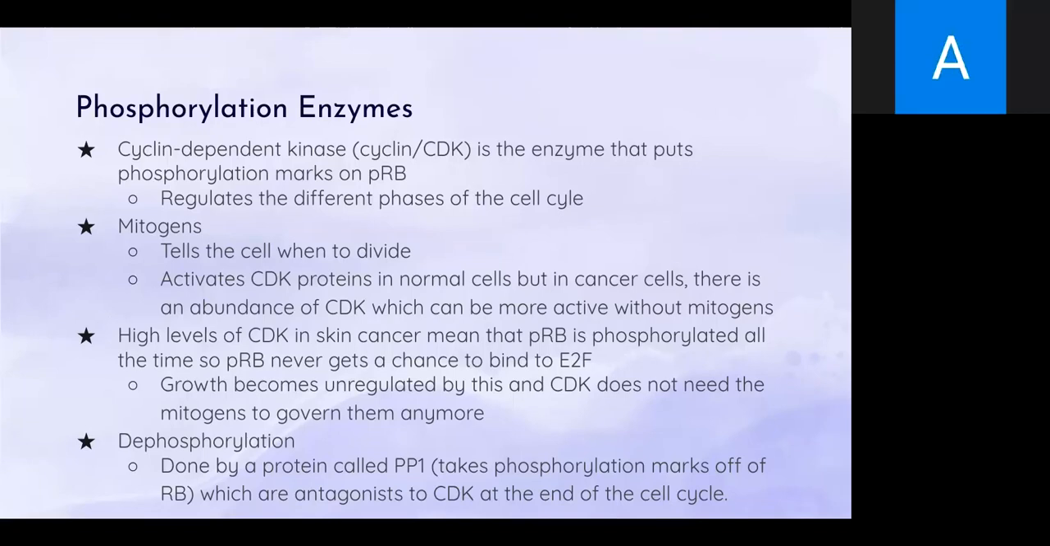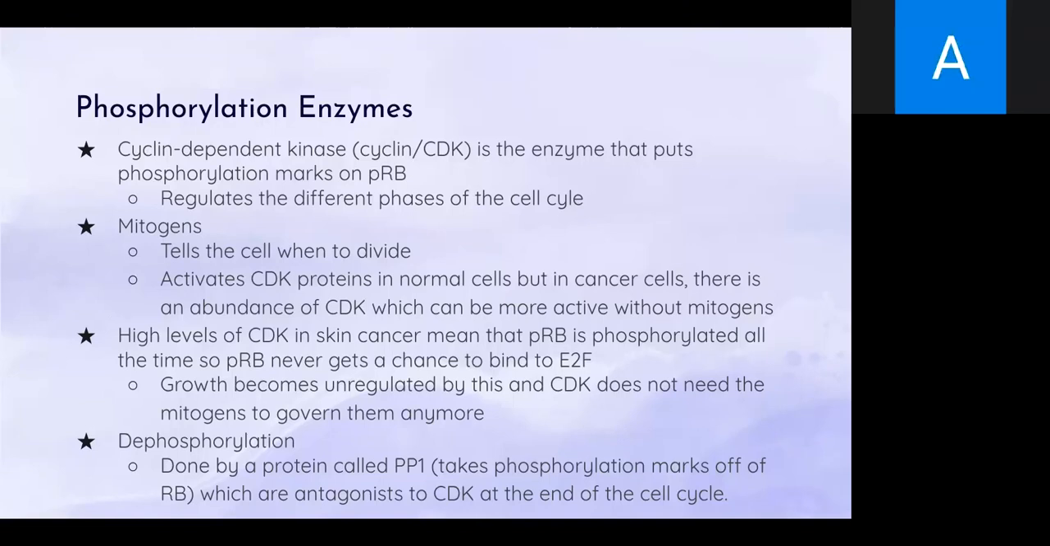So it activates CDK proteins in normal cells, but in cancer cells, mitogens cannot really get to all the CDK proteins because there's such an abundance of them because of that uncontrolled cell division. That's what happens whenever CDK is a lot more active without the mitogens present. High levels of it in skin cancer mean that PRB is going to be phosphorylated all the time, and so PRB won't ever get a chance to bind to E2F because it's so heavily phosphorylated.